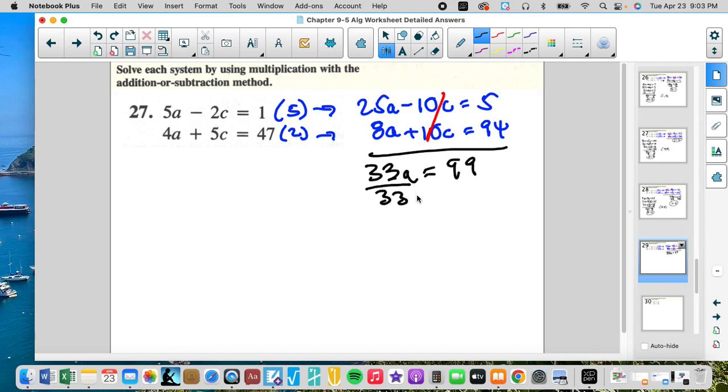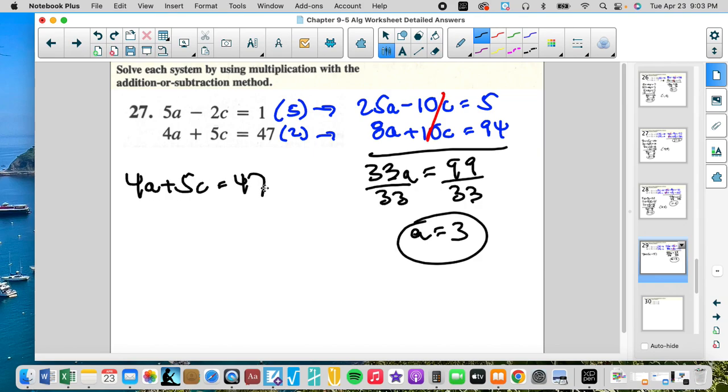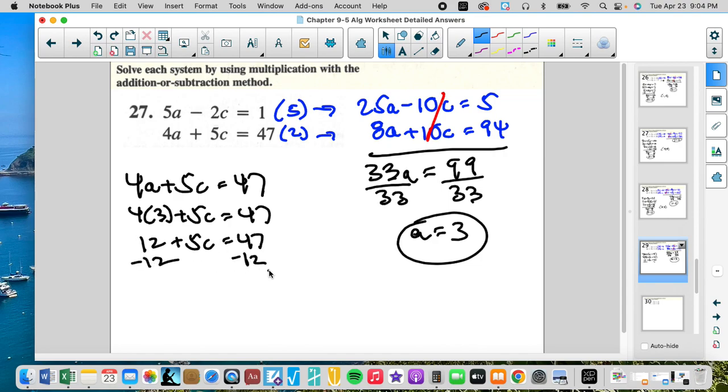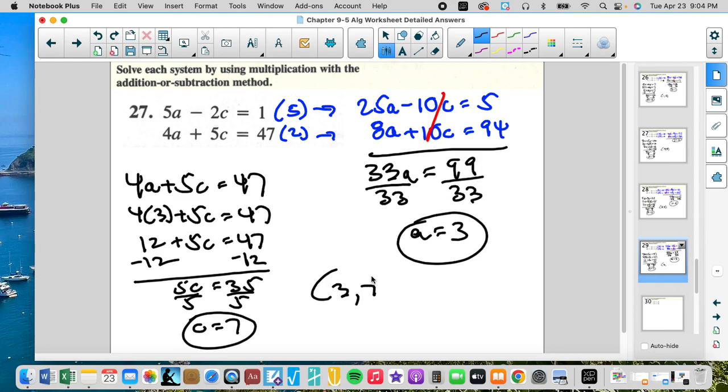99 divided by 33, excuse me. I can do that. A equals 3. 4a plus 5c equals 47. 4 times 3 plus 5 times c equals 47. 12 plus 5c equals 47 minus 12. 5c equals 35. Divide by 5, c equals 7. Now we're going to go A, C.